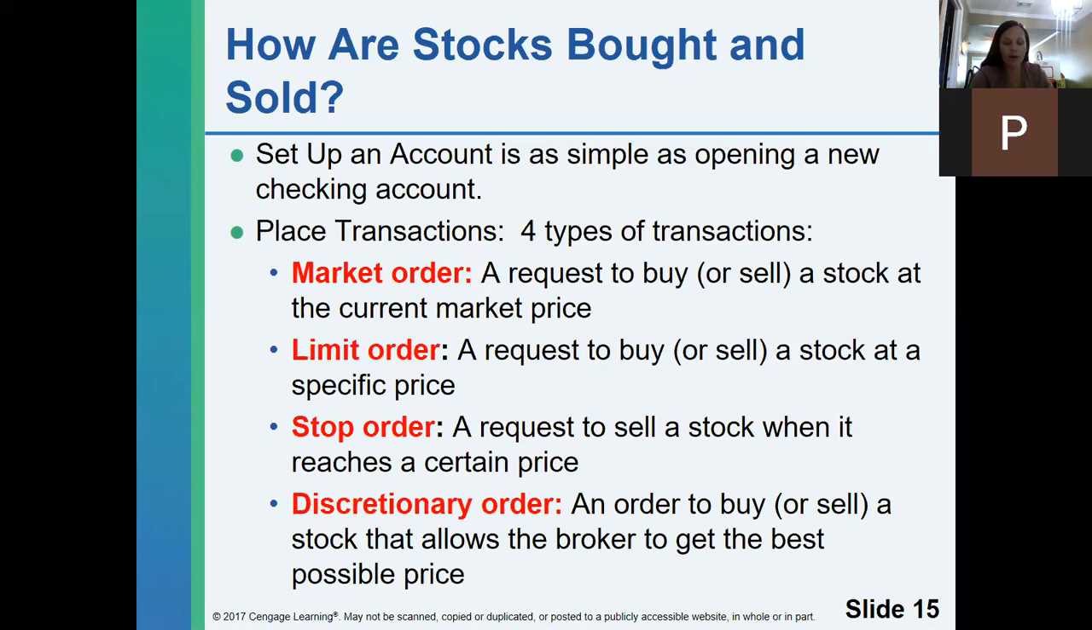A discretionary order is an order to buy or sell a stock that allows the broker to get the best possible price. Basically, you're giving the broker discretion. They get to decide what they think is best. You could say, I have this $1,000. I want to buy stock XYZ. Please invest it when you think it's best.